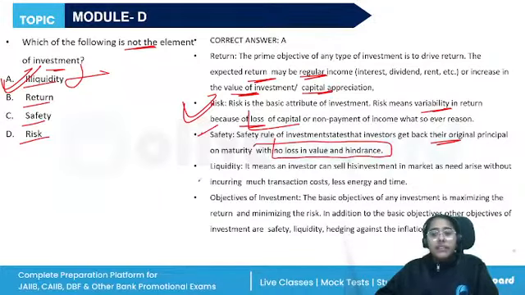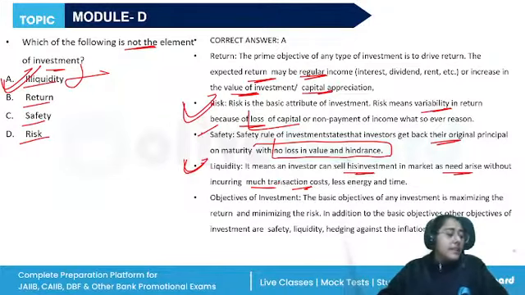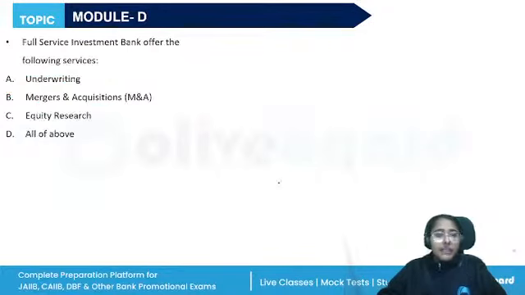This is the safety factor. Then liquidity, the investor can sell their investment in the market as need arises without much transaction costs, less energy and time. So the investments are liquid. And finally, we have the objectives, which can be maximizing the return and minimizing the risk. This is the basic objective. Apart from that, other objectives can be safety, liquidity, hedging against inflation, and it will differ from one investor to another, depending upon her or his risk appetite. So these are the elements of investment.